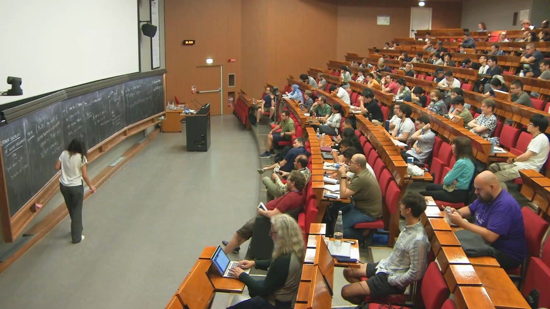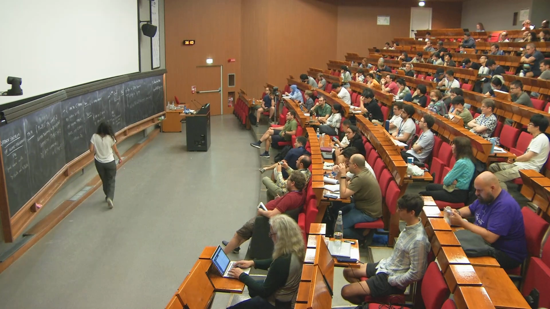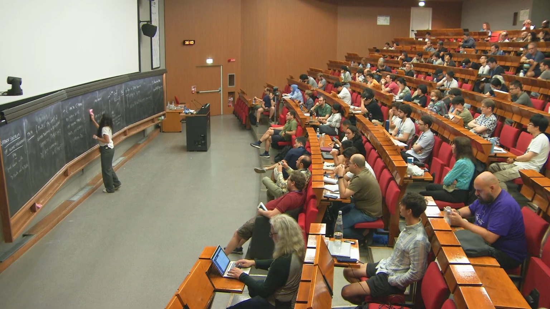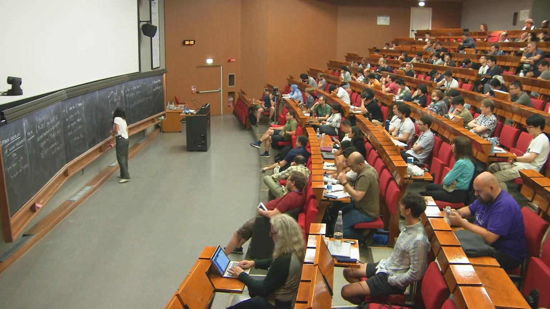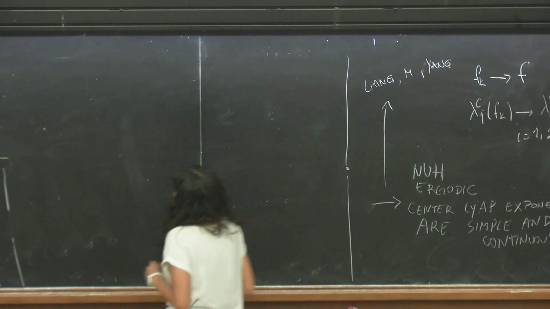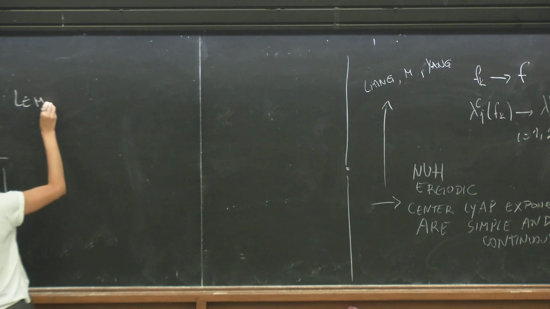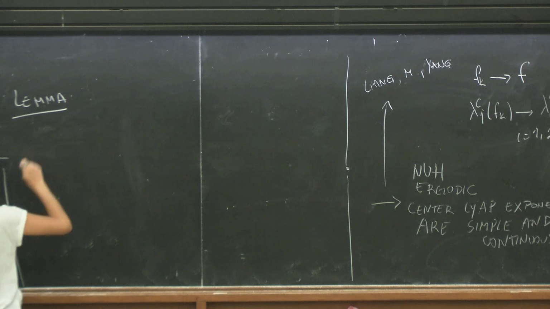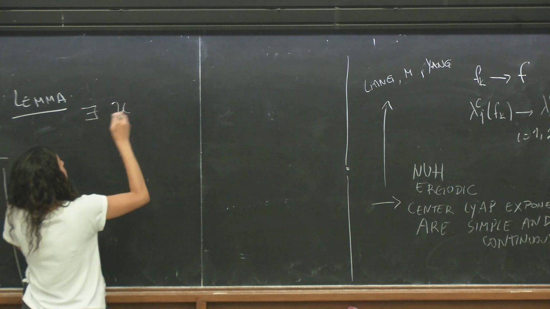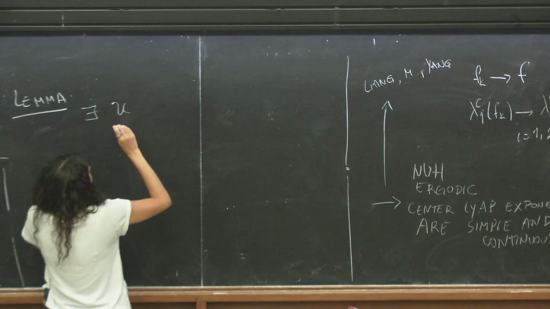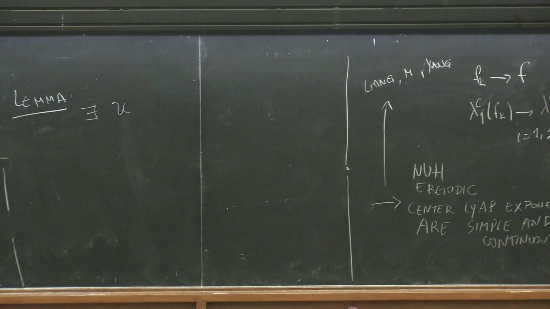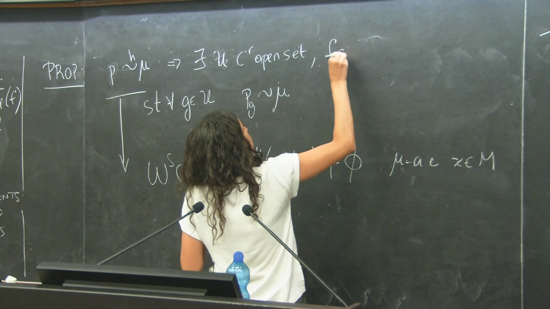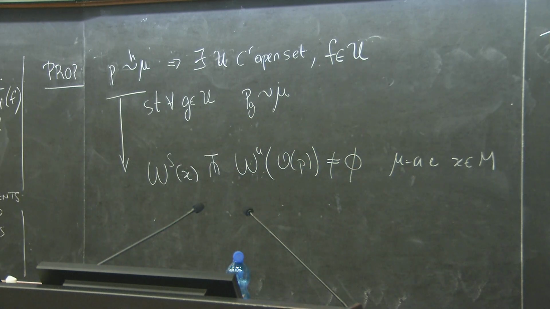So before, let me erase here. There exists an open set. Yes, this was not really good writing, right? This open set. Oh, the original one is here, of course. It was okay. There exists a neighborhood of F.